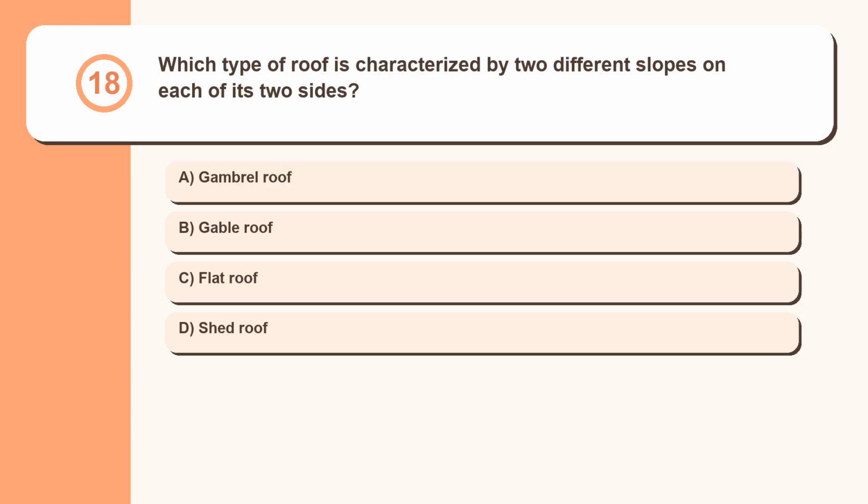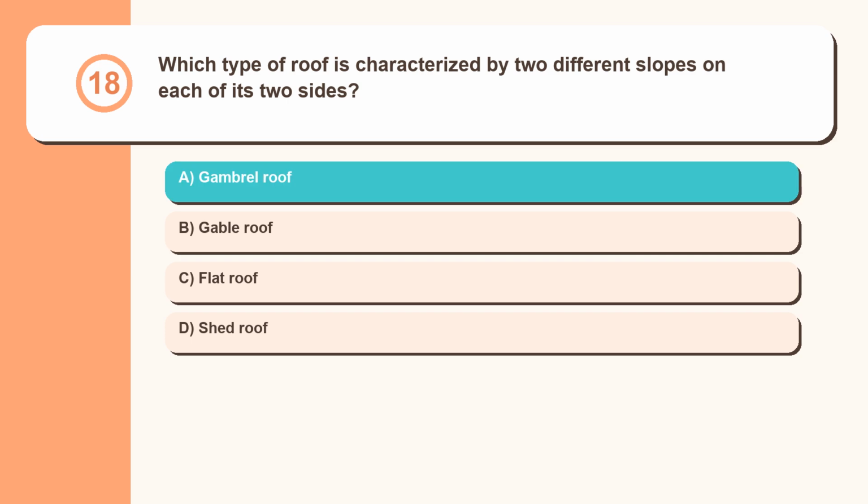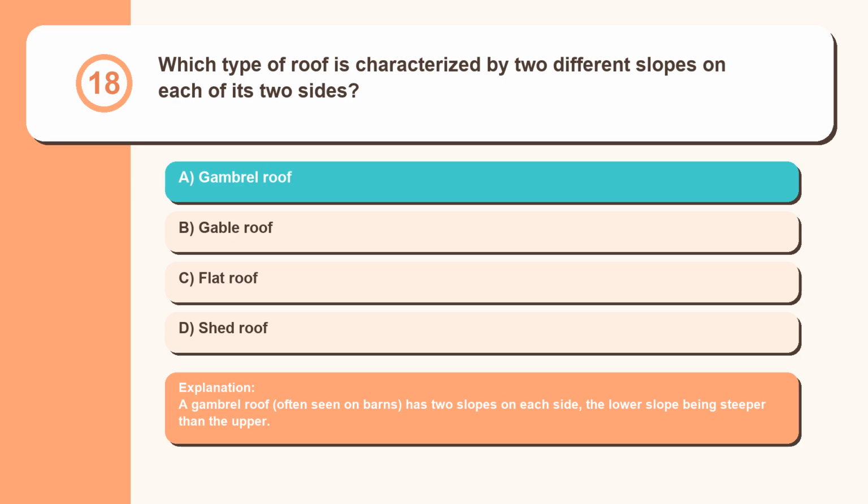Question 18. Which type of roof is characterized by two different slopes on each of its two sides? Gambrel roof, gable roof, flat roof, shed roof. A gambrel roof, often seen on barns, has two slopes on each side, the lower slope being steeper than the upper.